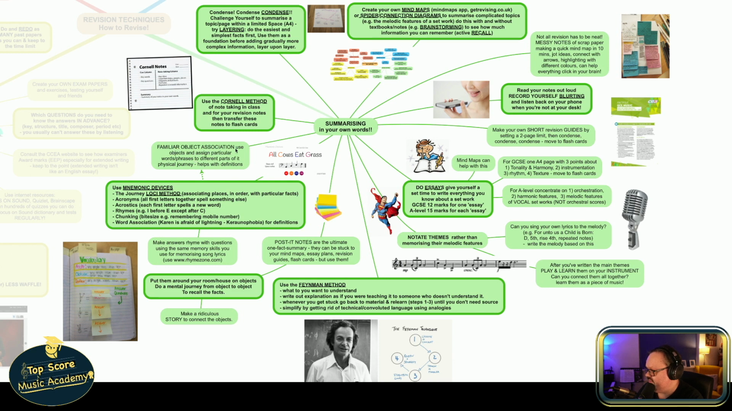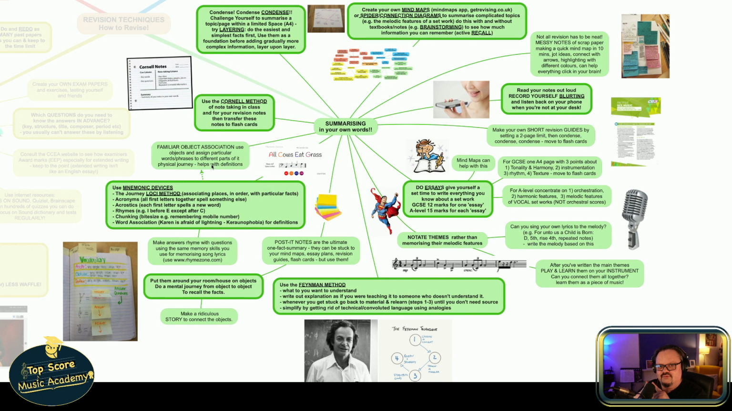And the familiar object association, that's another good thing, linked to mnemonic devices. Use objects and assign particular words or phrases to different parts of it, and again make a physical journey, and it can help with definitions of something. So you could use even your own hand or your own body, and have a particular fact starting off with your thumb. Can you move to your finger where the answer is going to be? So you've assigned the answer to there.